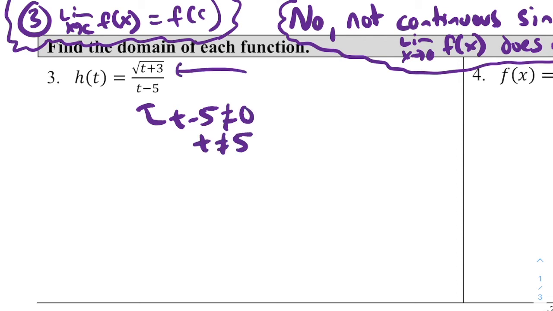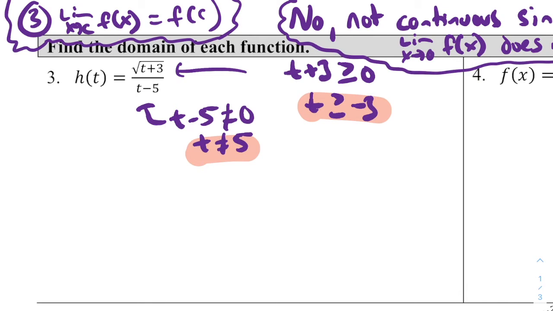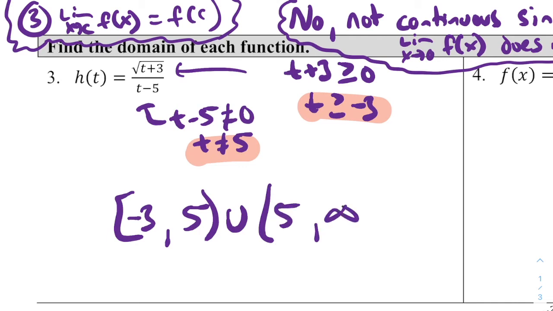I also know from that numerator, because I've got a square root, that any number under a square root needs to be greater than or equal to 0. So I know that t plus 3 has to be greater than or equal to 0 so we can take the square root of it, which means that t has to be greater than or equal to negative 3. So keeping these 2 pieces together, I'm going to write this in interval notation. That's my go-to method. If we're saying that it's greater than or equal to negative 3, then we're going to say from negative 3 up to 5, union from 5 to infinity.